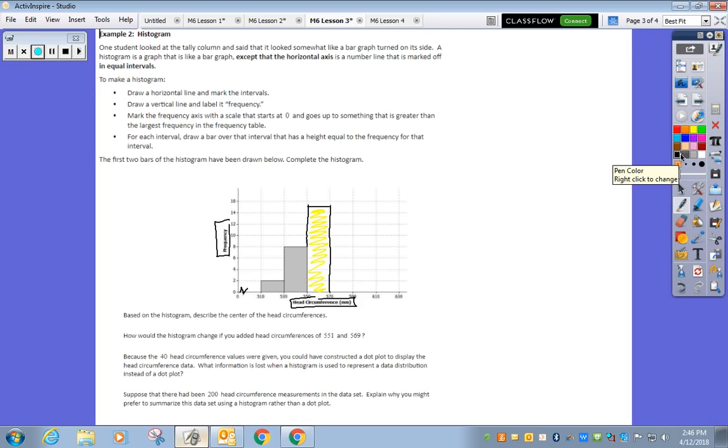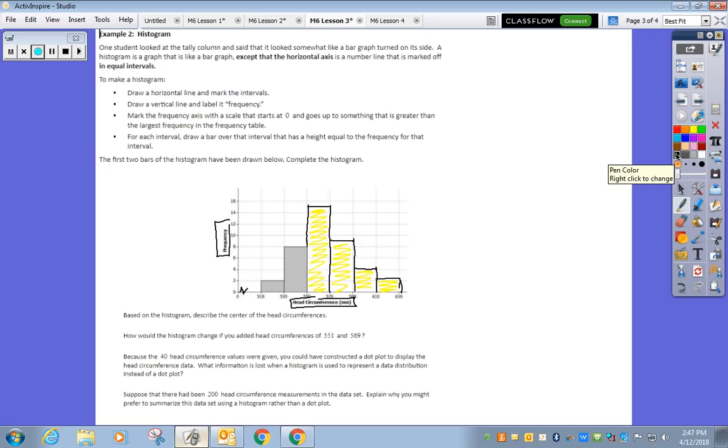Okay, my next frequency was 9. So draw my bar here. Then I had 4 for the next one. And the last one was 2. Something to notice is that because we're counting in intervals across, all of our bars are the same width. And that's something that's also very important in a histogram, is that your bars are in fact the same width.